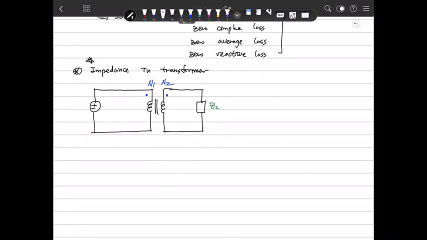So we define this as Z2, and define this as V2, and we define this as I2, and this as I1. This is V1. In this case, V2 is N2 over N1 V1, because the direction is going into the dot, and the current is going out from the dot here. I1 is N2 over N1 I2.